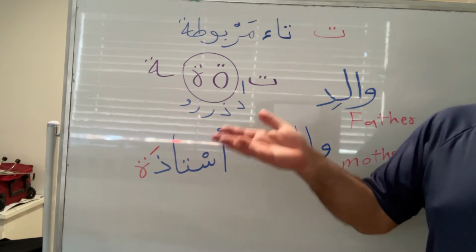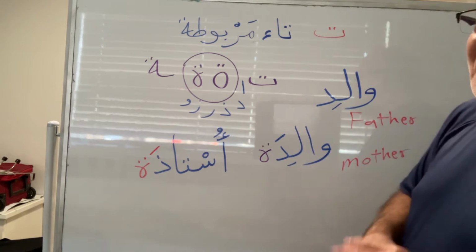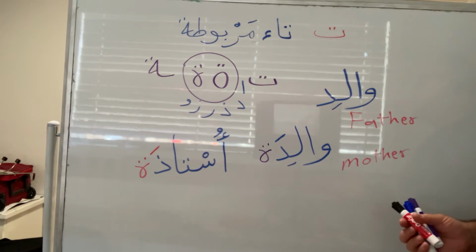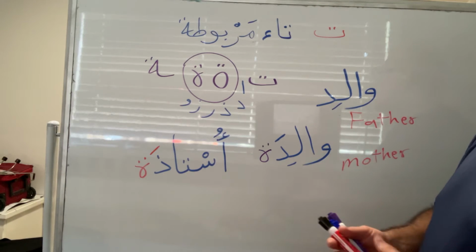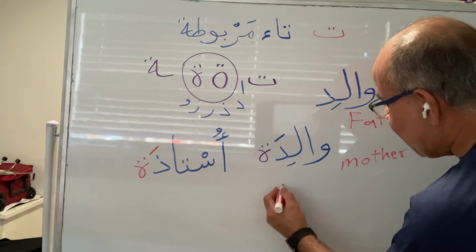Tabib, doctor, tabiba. Some nouns in Arabic come with ta marbuta because they are feminine nouns in Arabic, like the word sayyara.